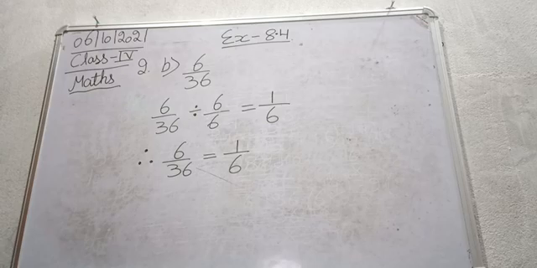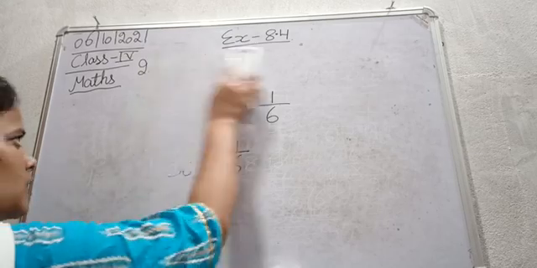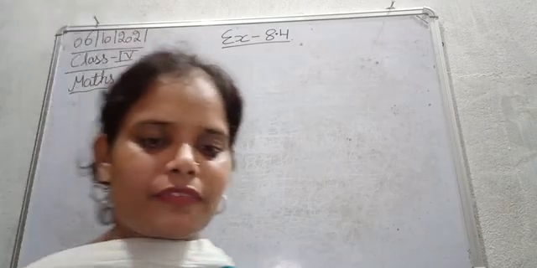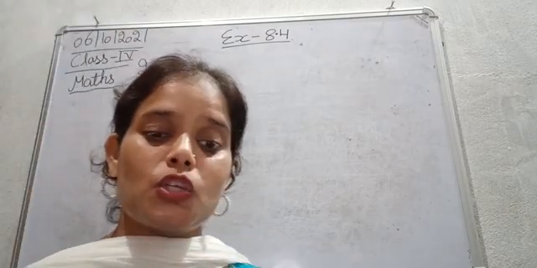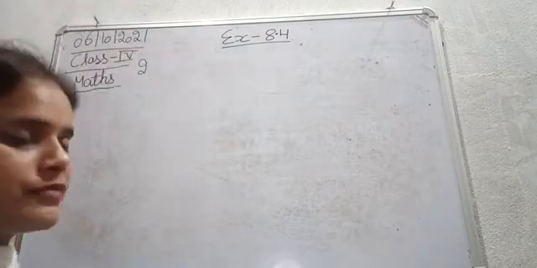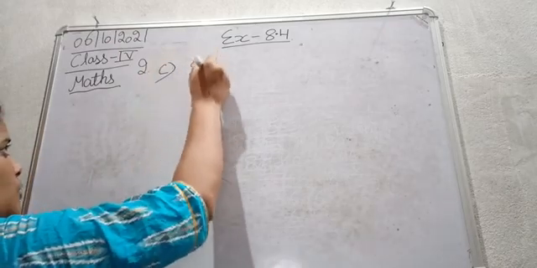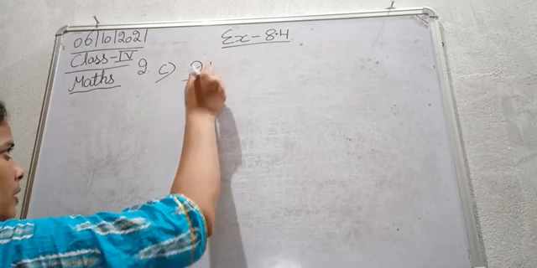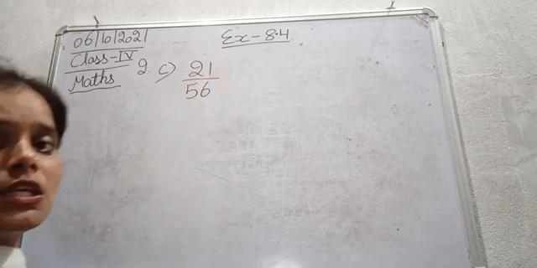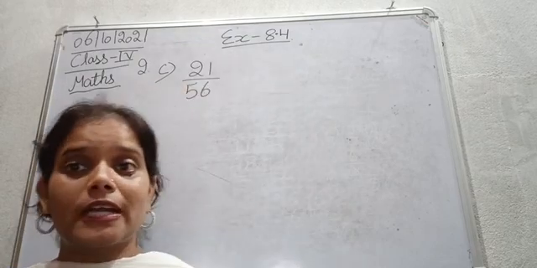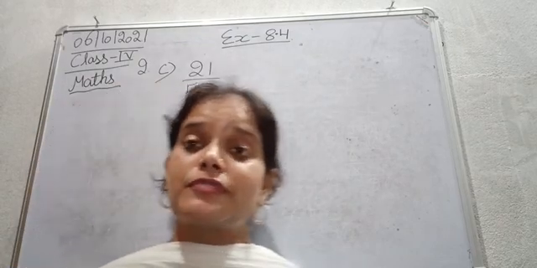चलिए, moving next to the C part of question number 2. So in the C part, the fraction given is 21 upon 56. So we have to find a fraction that is equivalent to 21 upon 56.